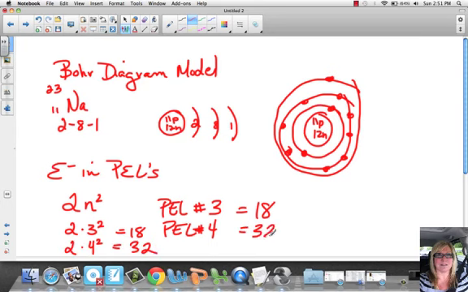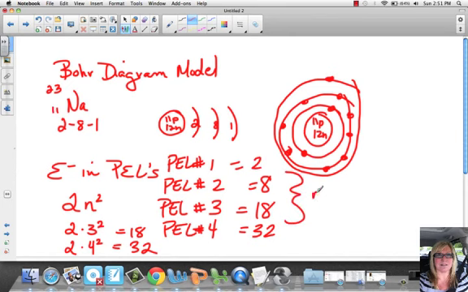We can work backwards here. Principal energy level number 2. So I've got 2 squared, which is 4, times 2, which is 8. And principal energy level number 1. 1 squared is 1, times 2 is 2. So this is the max number of electrons in each principal energy level.